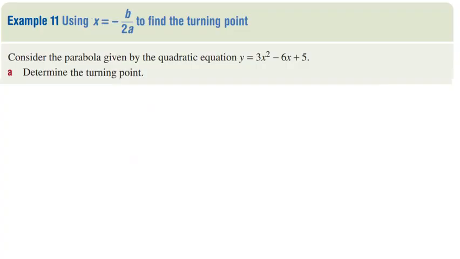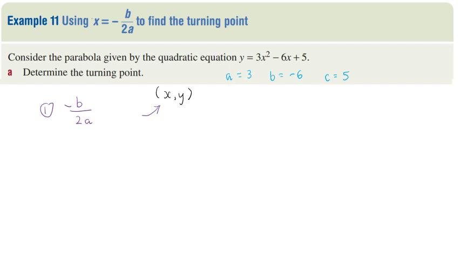Let's have a go finding the turning point from this equation here. First thing we need to do is state the values of a, b and c. So a equals 3, b equals -6 and c equals 5. So to find the turning point at coordinates x, y, the first step to find the x coordinate is to use the formula -b over 2a.